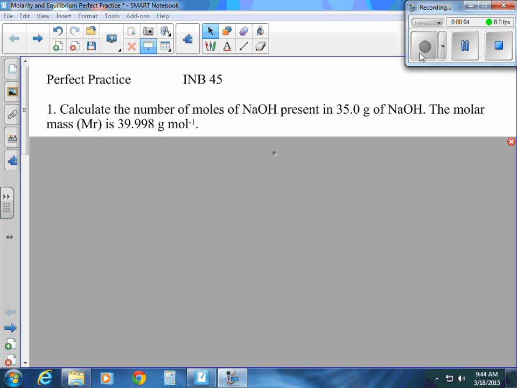Perfect practice exercise dated for 318 or 319, depending on if you're even or odd. Answers to this need to be worked out onto page 45 in your interactive notebook.